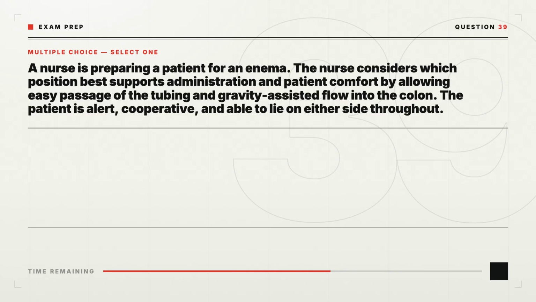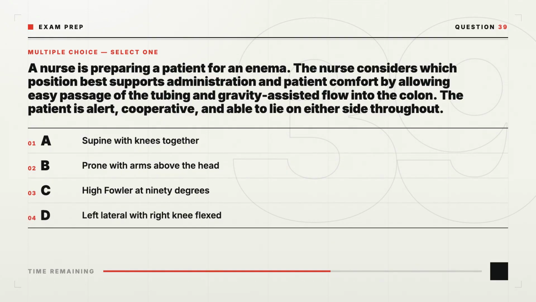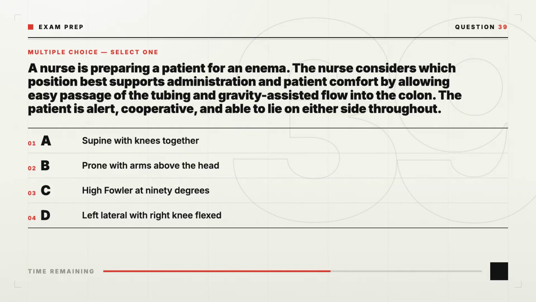Your options are A. Supine with knees together, B. Prone with arms above the head, C. Half Fowler at 90 degrees, D. Left lateral with right knee flexed. Don't overthink it. Which one feels right?